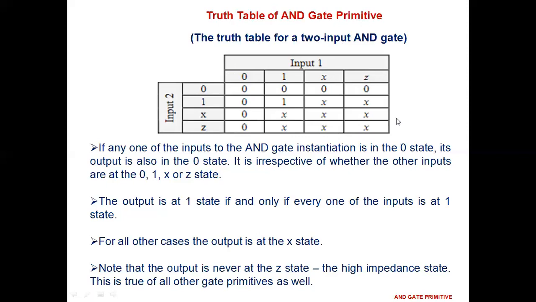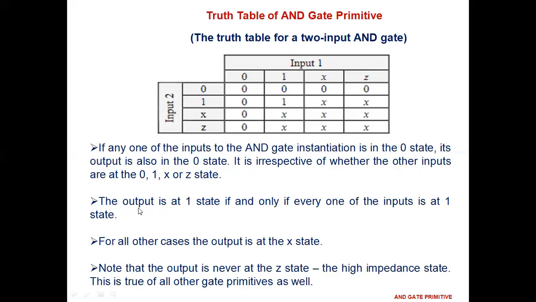So like this, we have to verify this truth table. Let us take another case. If you take this one, 1 0 output is 0, 1 1 output is 1, 1 X output is X, 1 Z output is X. This is the truth table we have to remember. Now this is nothing but the explanation of this truth table. If any one of the inputs to the AND gate instantiation is in the 0 state, its output is always in the 0 state, that we know. It is irrespective of whether the other inputs are at 0, 1, X or Z state.